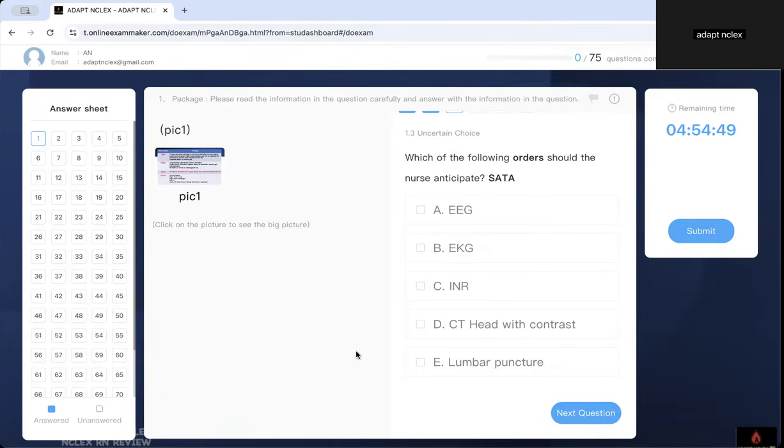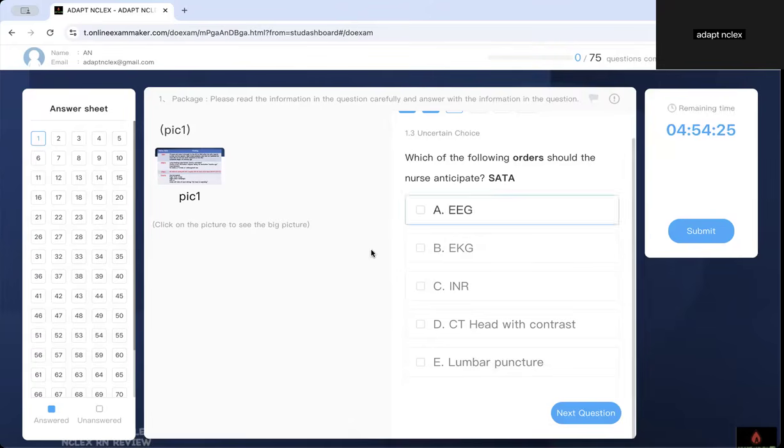EKG, do you think we need the EKG? Patient has AFib. INR, patient has AFib. Stop taking what? Coumadin or medication. He's going to get a CT, a CT head with what? Contrast. Do we need the lumbar puncture? Think about it. These are the things NCLEX will trap you. This is next generation NCLEX. Clinical thinking and bring everything together.